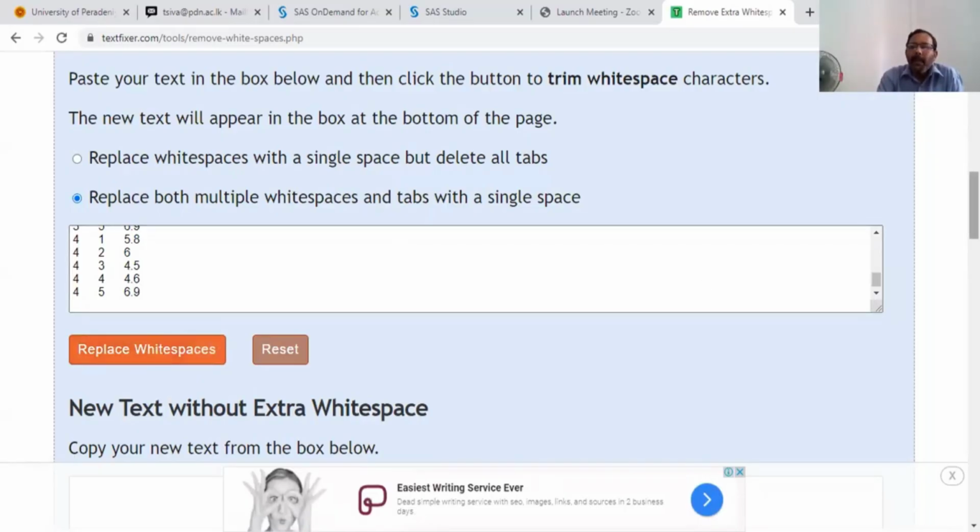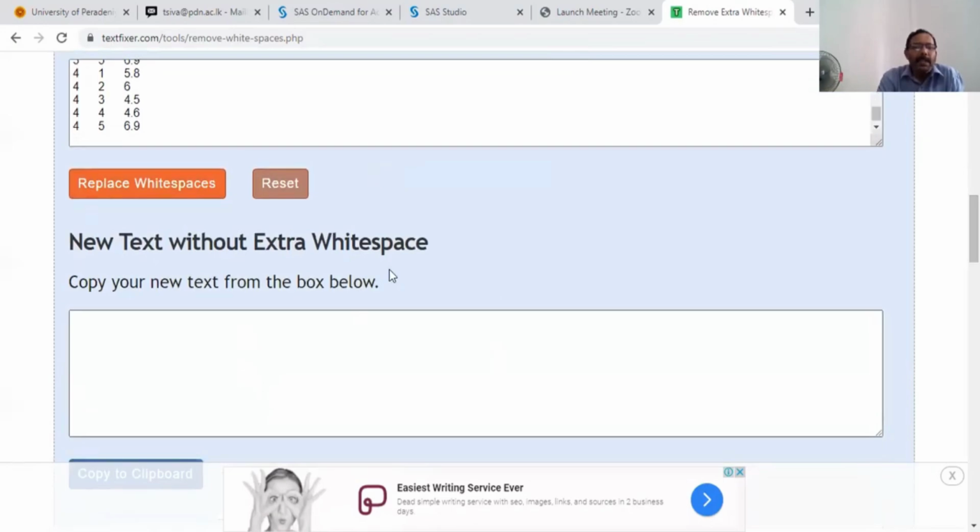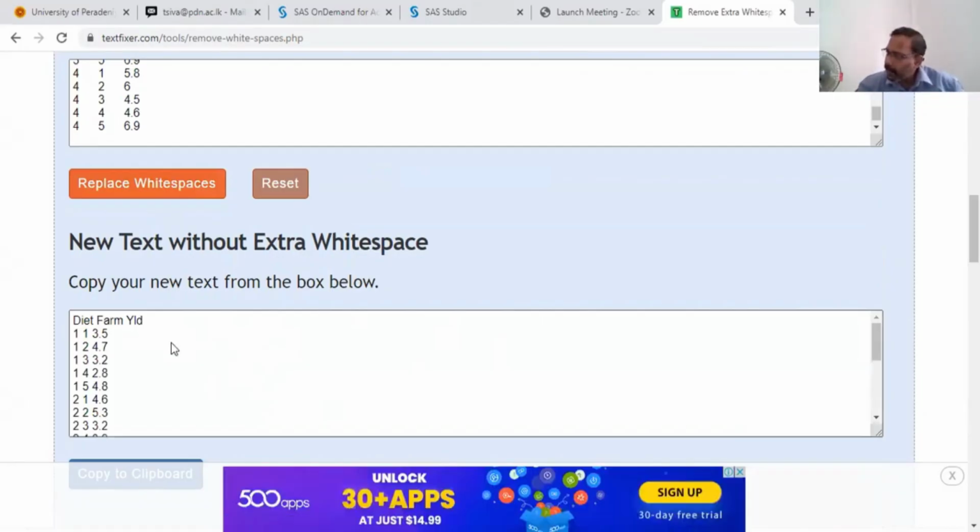Normally, before clicking that, the second box is empty. We have entered the data here, and this one is empty. Now I'm going to click this box. Once you click, you get new data. The same data has been placed there, but now it has been corrected for the spacing. Now it is compatible with SAS.